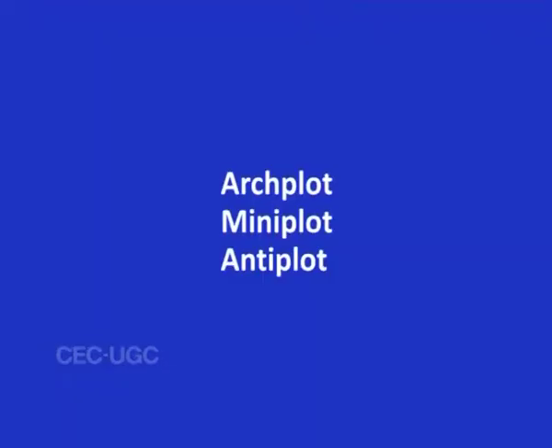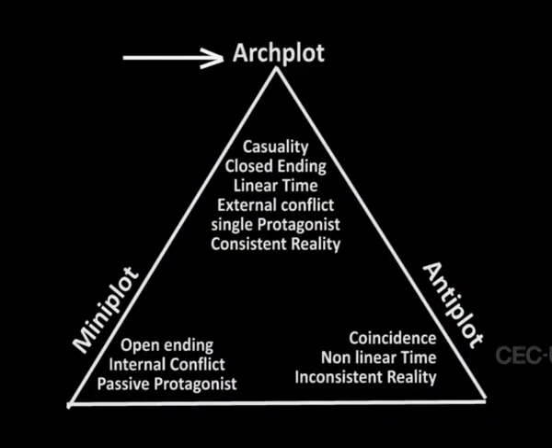Although the variations of event design are innumerable, they are not without limits. Now let's talk about arc plot, mini plot and anti plot. Robert McKee, author of Story: Substance, Structure, Style and the Principles of Screenwriting, places the arc plot at the top of what he calls the story triangle.